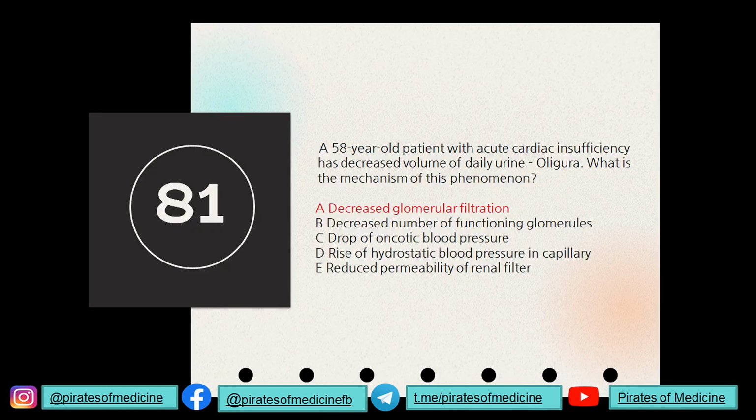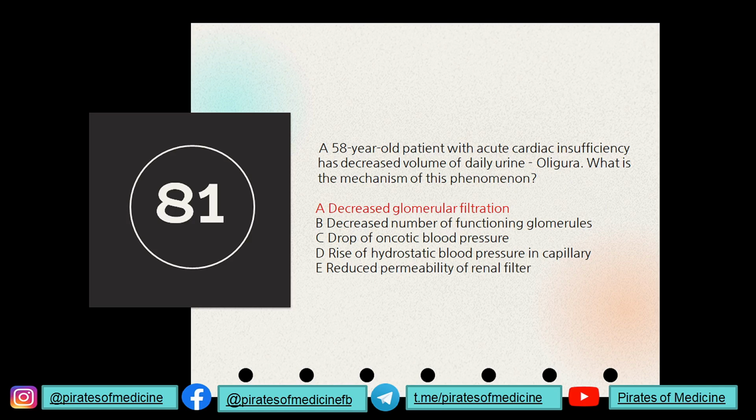So the 81st question is that a 58-year-old patient with acute cardiac insufficiency has decreased volume of daily urine, which is oliguria. What is the mechanism of the development of this phenomenon? You can obviously understand that in case of cardiac insufficiency, the amount of blood reaching the kidney for filtration will be decreased, because the hydrostatic pressure in the capillaries will be decreased.